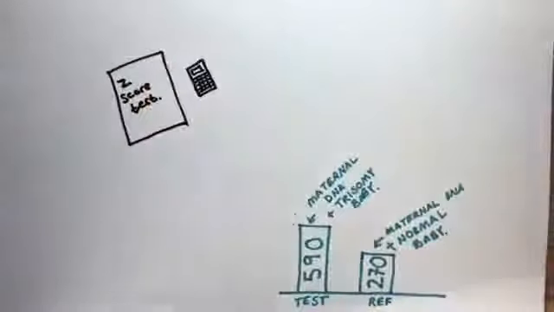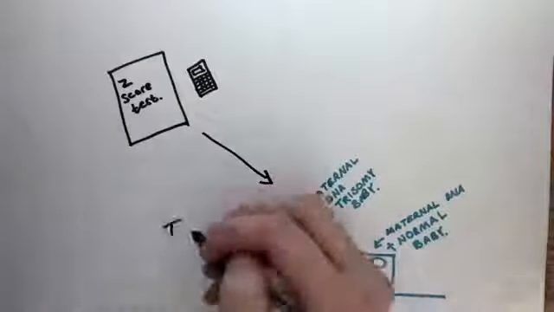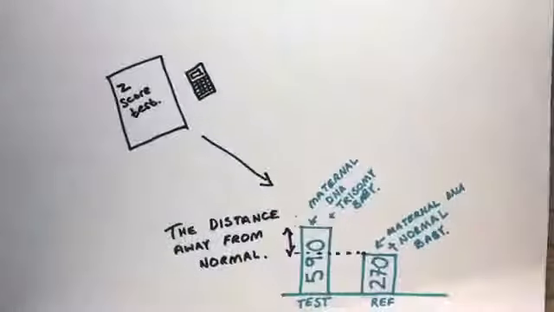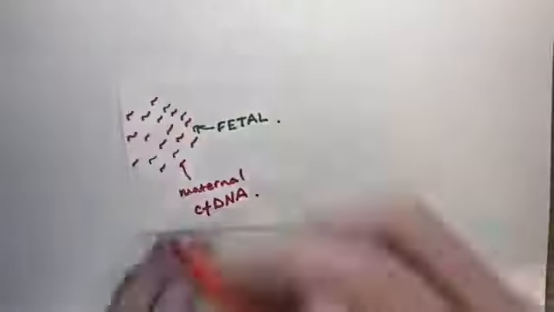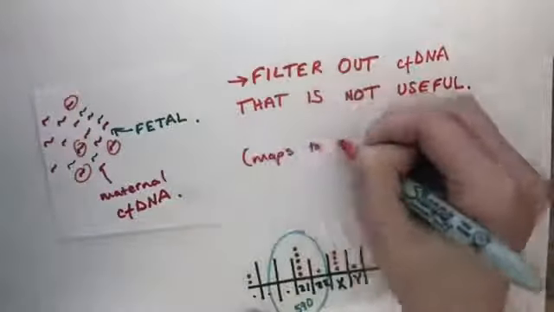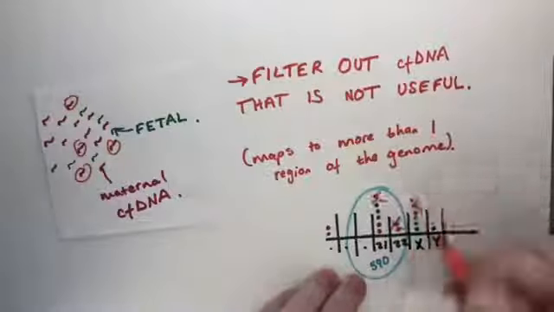Scientists would also do a Z-score test to clarify statistically that there is a difference. However, in reality, there's a lot of noise that cancels out that trisomy signal. How would we sort that out? You would filter out the cfDNA that is not useful. Not useful means it maps to more than one region of the genome.